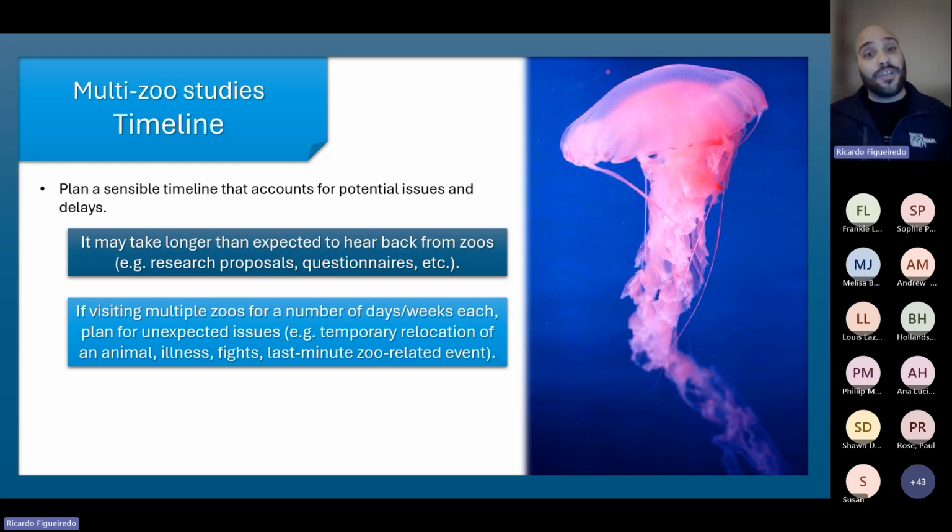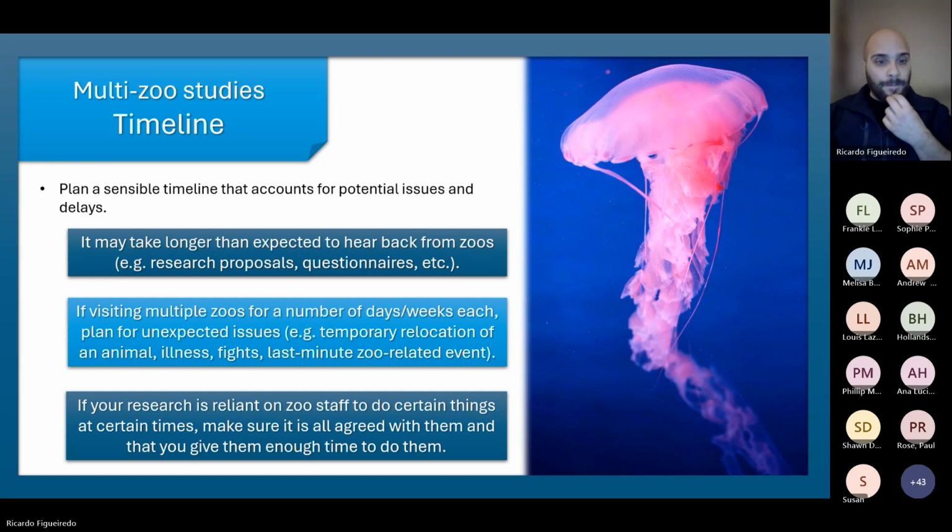Maybe sometimes it's better to reduce the number of zoos a little bit, but to have enough time in each zoo to account for potential issues. Some of these issues may not be solved with just a few extra days, unfortunately, but some of them may, if it's just a disruption of a few hours on a particular day you had planned. If you have an extra day, you can then switch those observations to another day. So try and account for that.